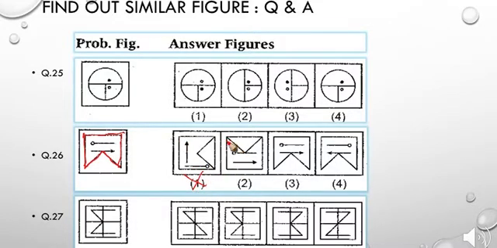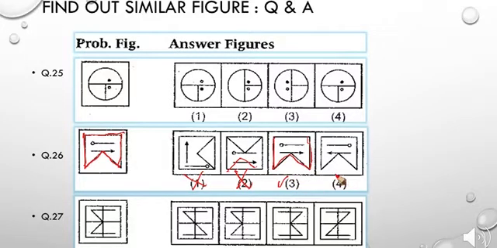In the next option, whether this design is there, no, this is not there because this line is missing. It should be this one. This line is missing, so this can't be the answer. In the next option 3, yes, this design is here. Outer design is available, so this could be the answer.